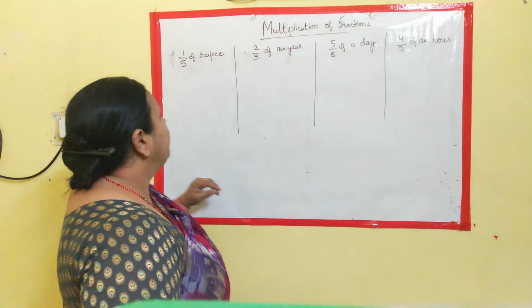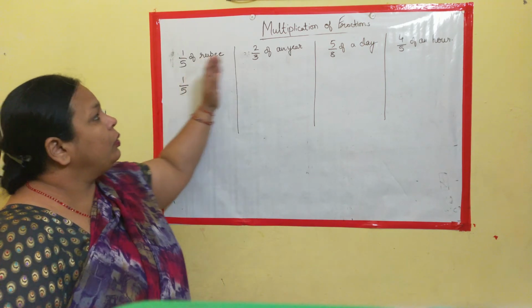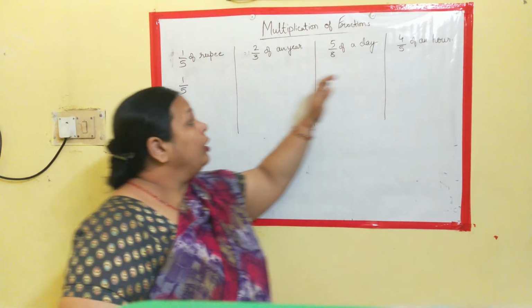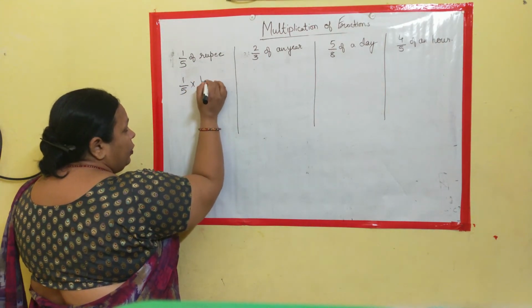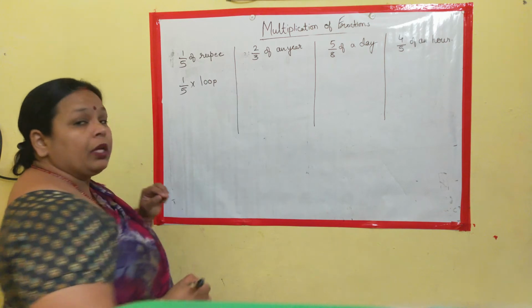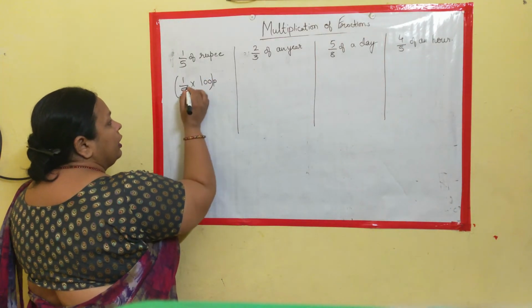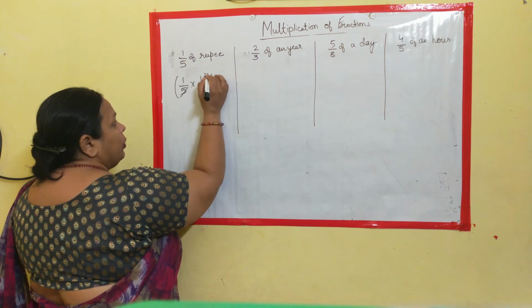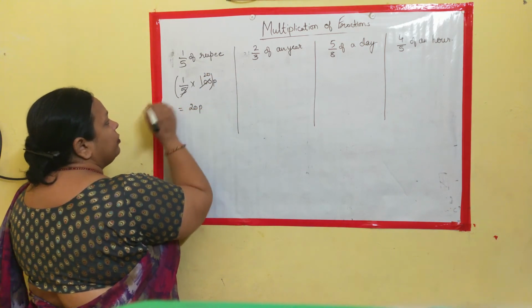Now we'll take up the examples over here, like 1 by 5. We don't have a value in this, the second one. Clear? So rupees. Rupees is what? Of means multiply. Rupees is 100 paisa. We are converting it, so put it in a bracket. Then do the cancellation 20 times. This is 20 paisa. Clear?